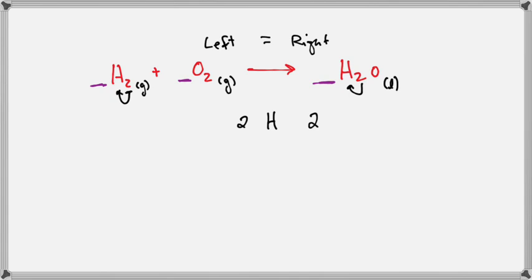Right? Now I would move to the next element, my oxygen. Well, how many oxygens do I have on the left? 2. Same process, the coefficient applying forwards. How many oxygens do I have on the right?